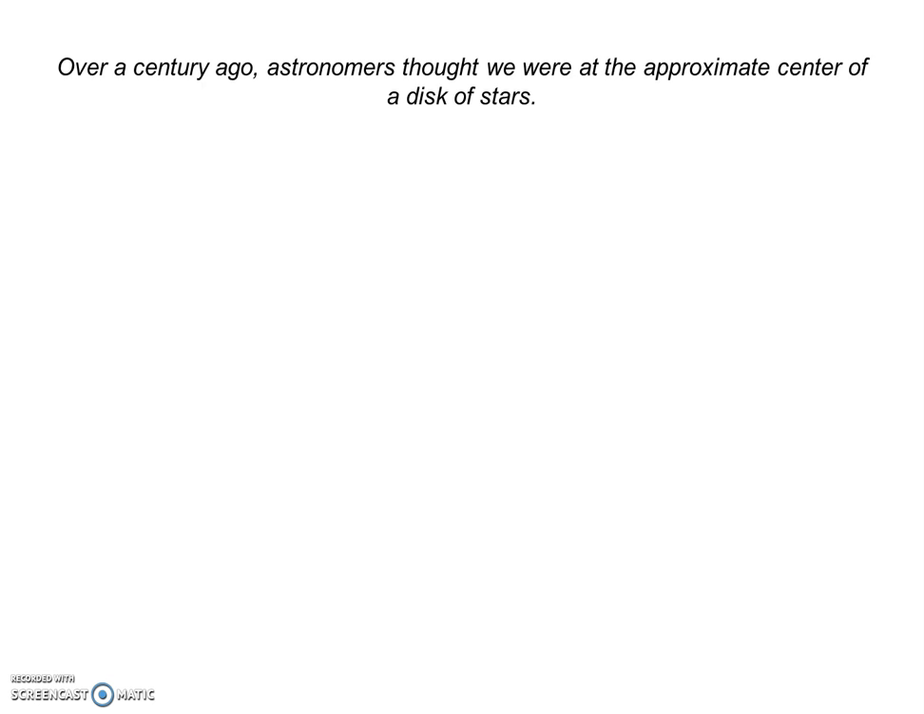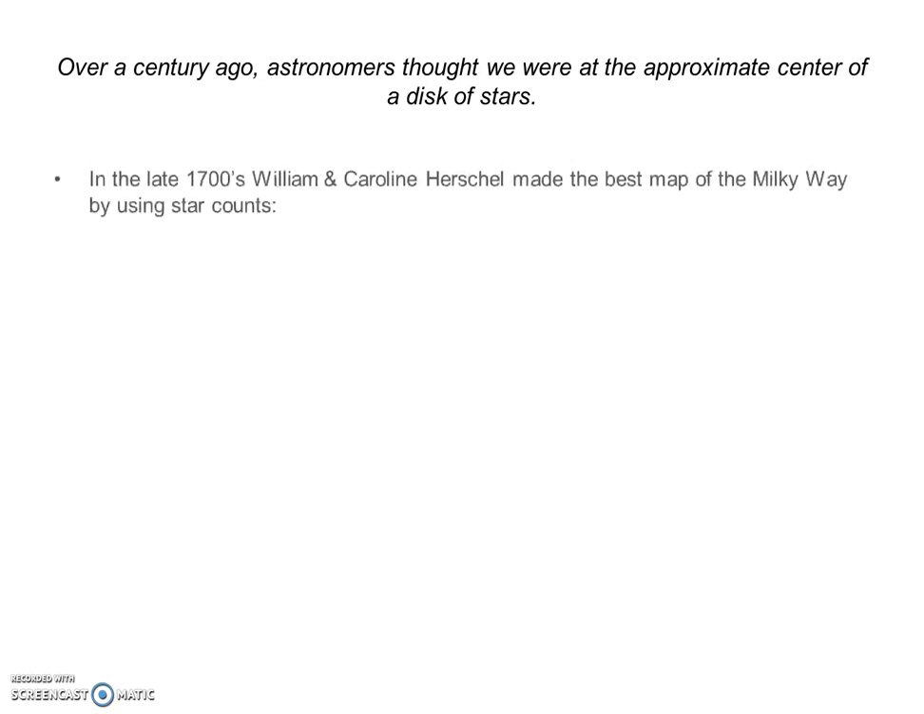The first attempt at trying to figure that out was in the late 1700s by William Herschel and his sister Caroline Herschel. William Herschel is best known as the discoverer of the planet Uranus. They made a map of the Milky Way by basically pointing their telescope in different directions and counting the number of stars. It was very tedious work. Basically, it had to be done by eye. This was before the advent of photographic film.